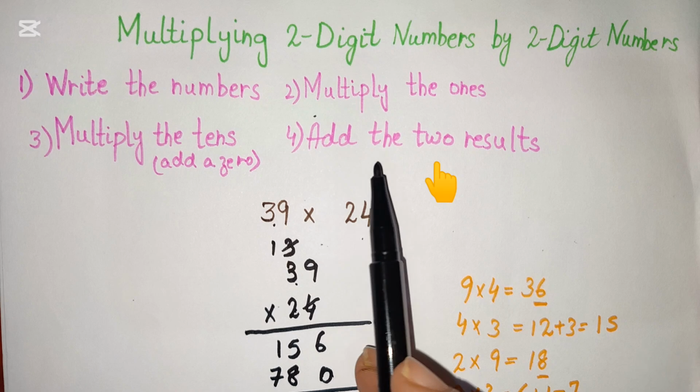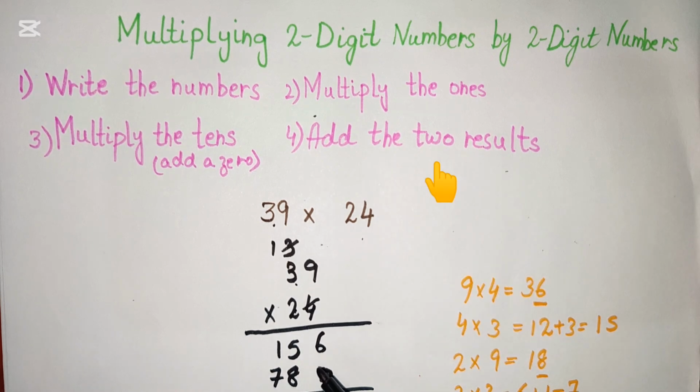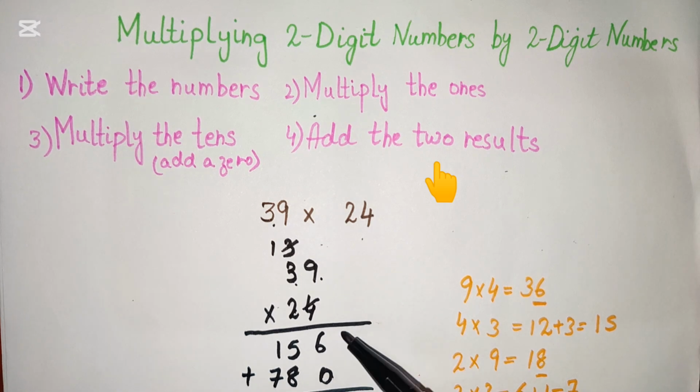The last step is to add the two results. 156 is the answer of 4 times 39 and 780 is the result of 20 times 39. Here are the two results. We will add these two results.